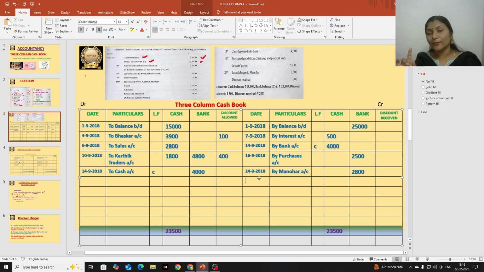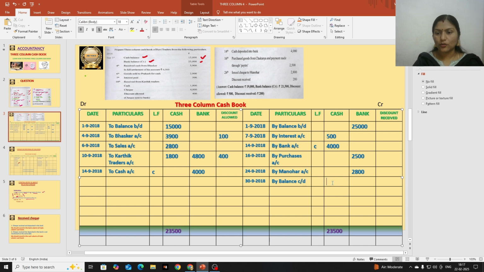Go to the credit side, and date always while balancing. Whenever we balance, for balance carried down, we should record the date, the last date of the month. That is September. In September, as per the calendar, we have 30 days, not 31, 30 days. So we record 30-9-2018, the last date in the month. Next, what will we write? By balance carried down.